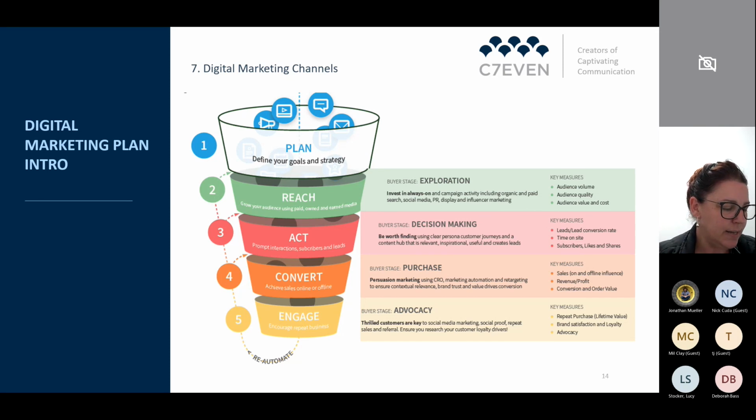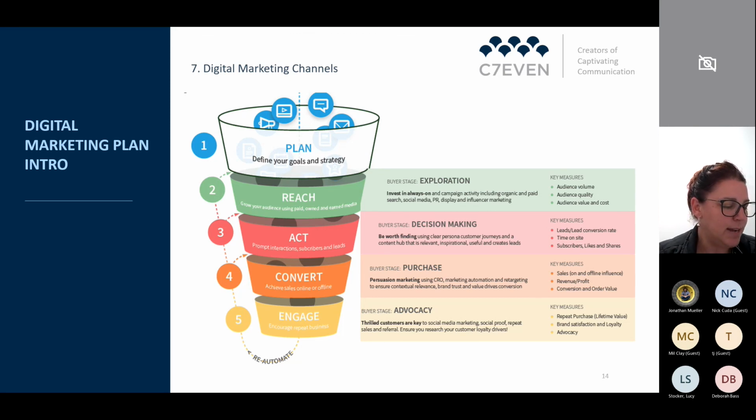Then we go down to the second stage, the red section there, which is also referred to as ACT. Sometimes people will refer to the RACE framework, which is reach, act, convert, engage. It's all one and the same, really. It's just acknowledging that there is a progression as potential customers migrate through the process.